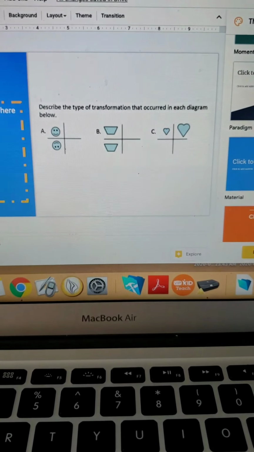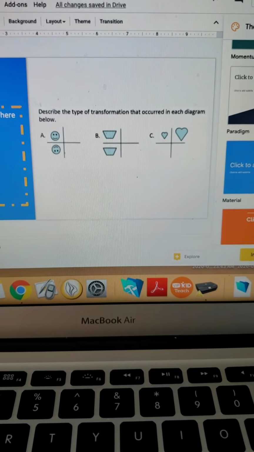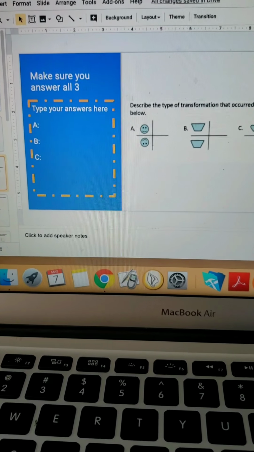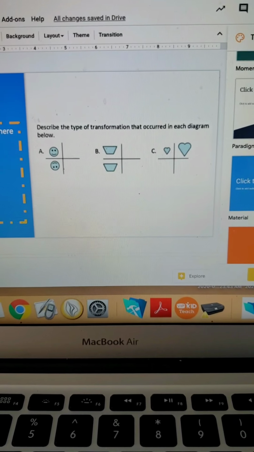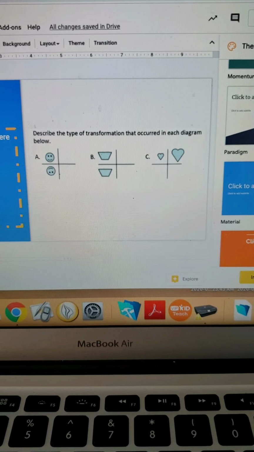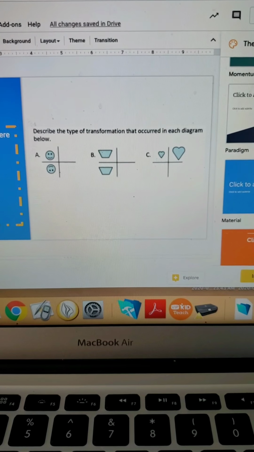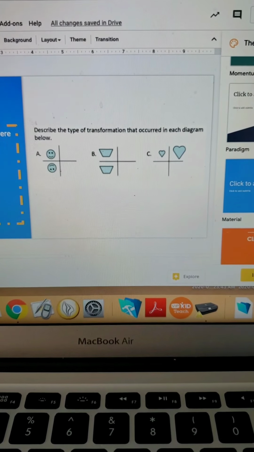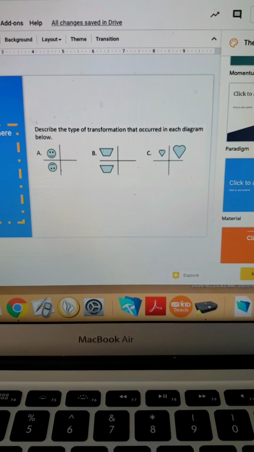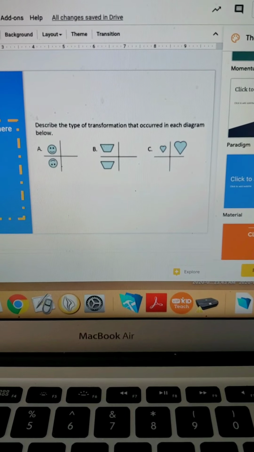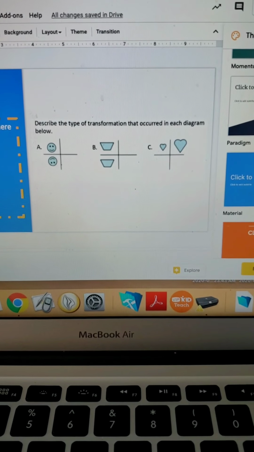Okay, so number 2, describe the type of transformation that occurs in each of the diagrams below. And if you notice, in your type here box, I wrote A, B, and C because you do need to write all 3 of the types of transformations, okay? So obviously A, it's a reflection. It's like a mirror, okay? B, it slid down, and so it must be a translation. And C, the heart either got bigger or smaller, so we would call that a dilation.